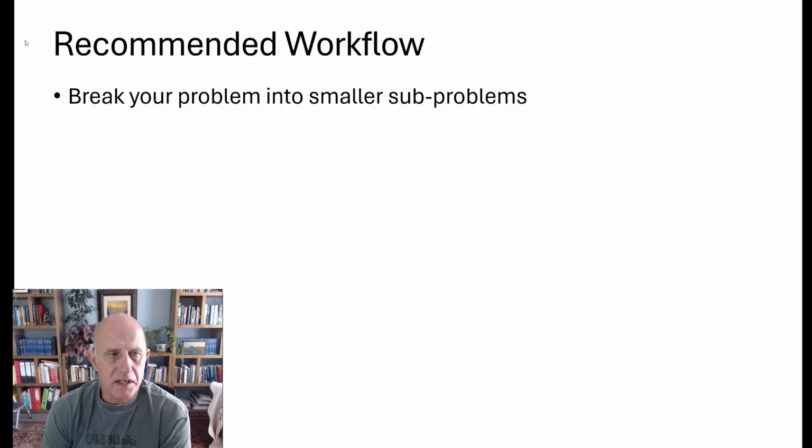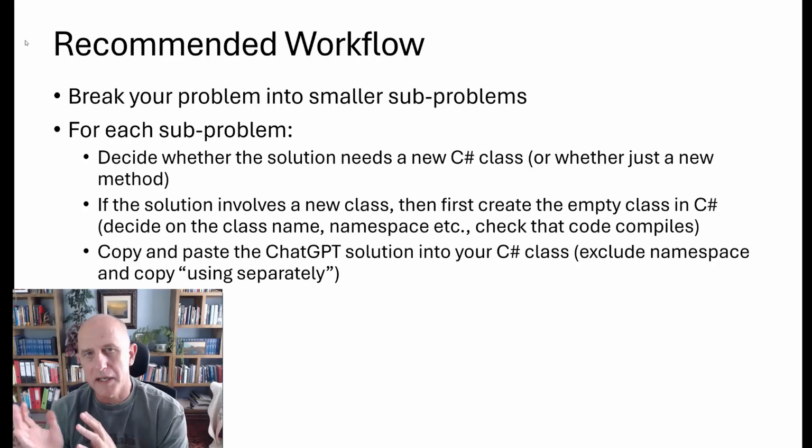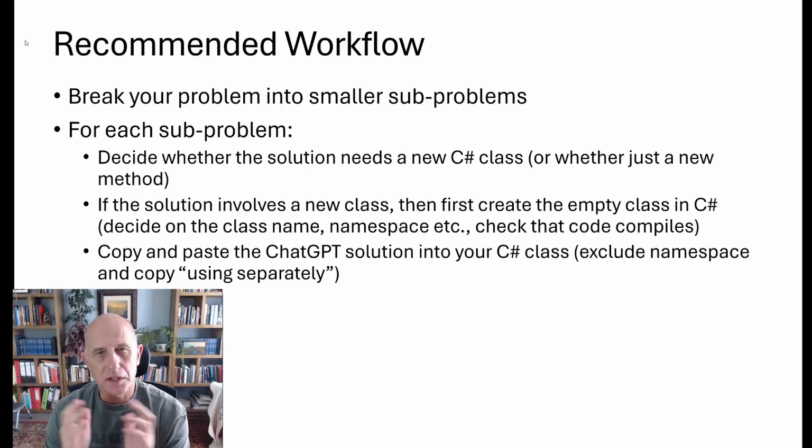So first of all, as I said earlier, you break your problem into smaller sub-problems, and then for each sub-problem, you must decide up front whether the solution to this sub-problem needs a new C# class, or maybe you just need to add a new method to your class. So you're going to ask ChatGPT to solve your problem for you by creating a C# class, or you're going to say write a method that can do X, Y, Z, and then you copy and paste that into an existing class.